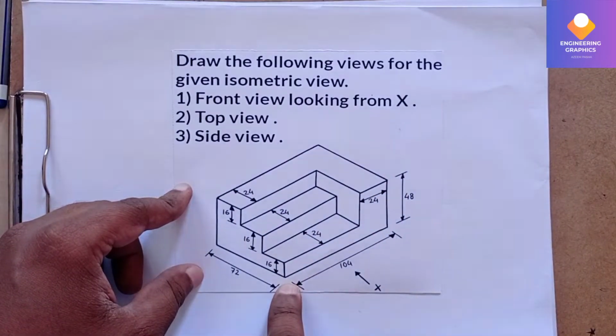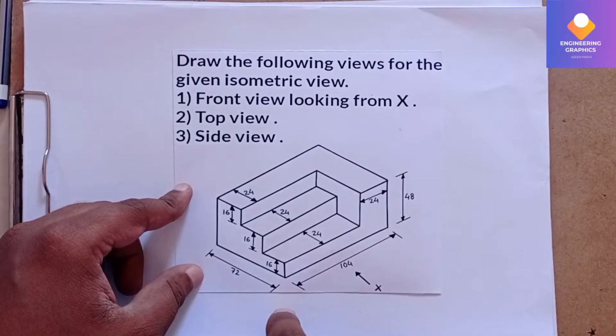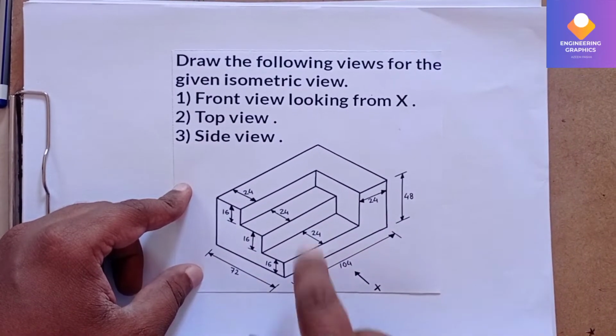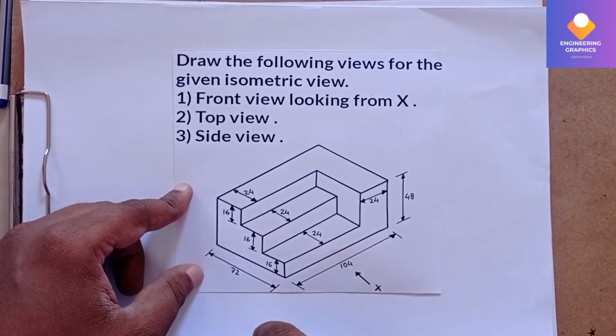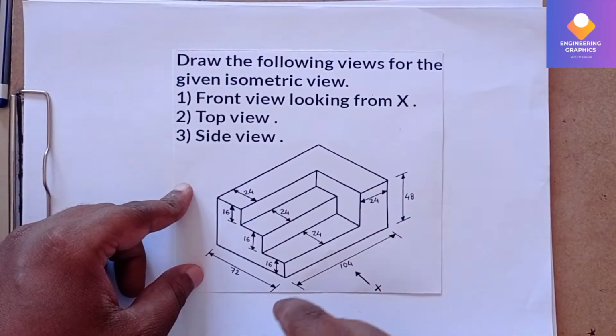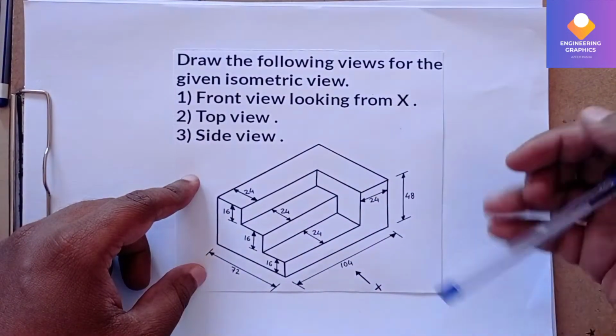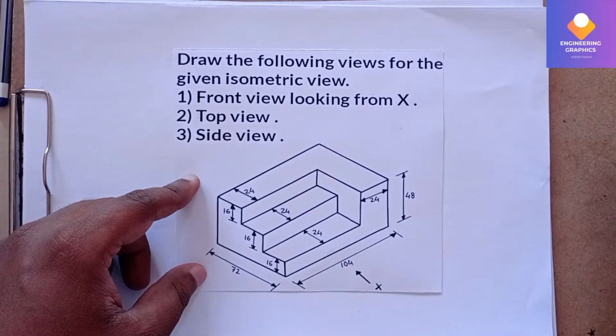But orthographic means the individual views. You can say the top view, side view and front view. The separate views that we get, that is what we call orthographic views. Here we need to convert this isometric into orthographic. That's what we have to do in this problem.